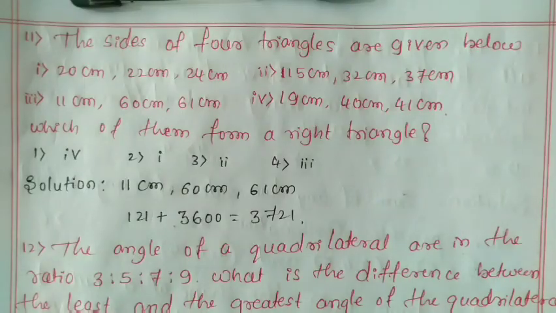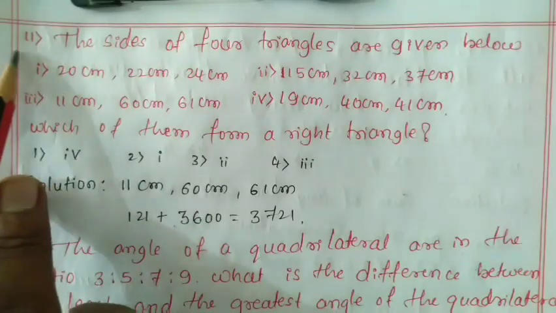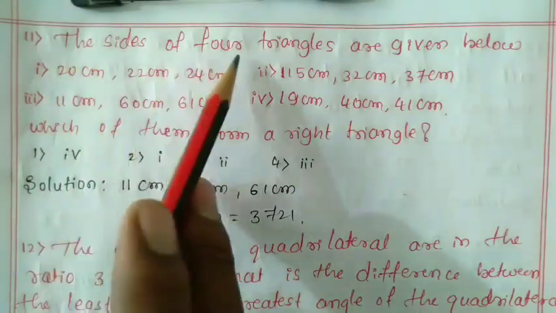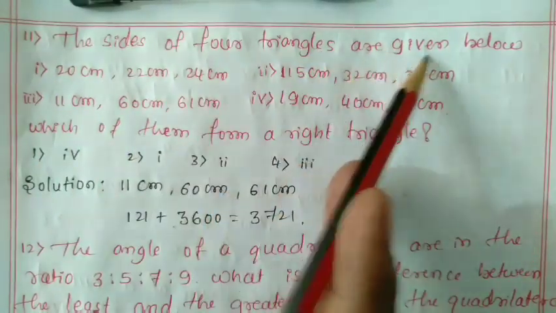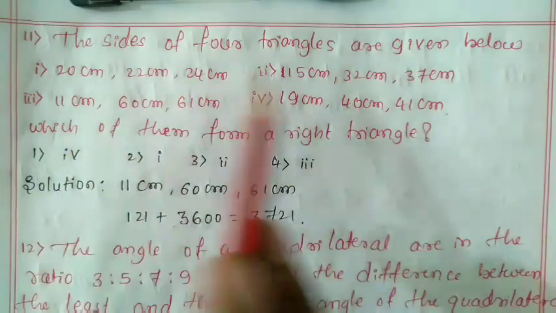So next I will go to the 11th one. Next, question number 11, and the question is: the sides of four triangles are given below.